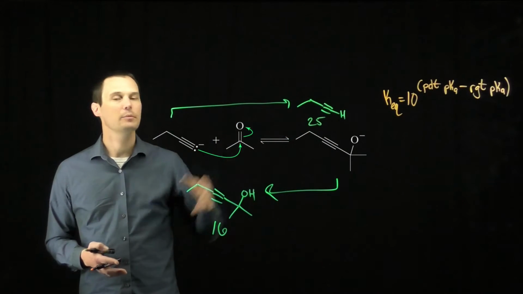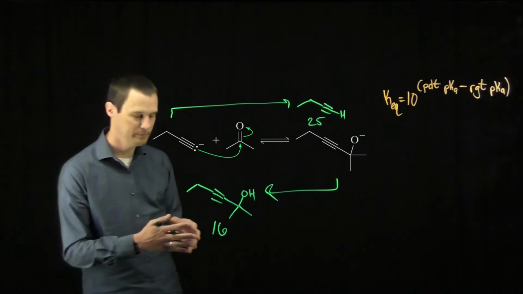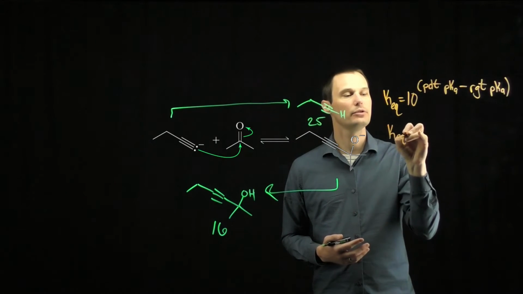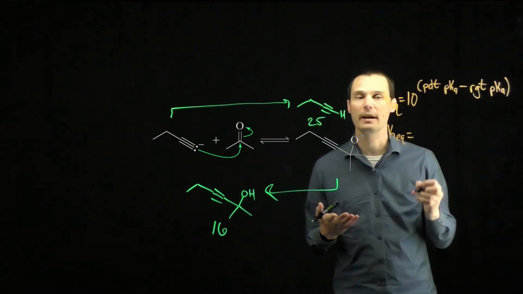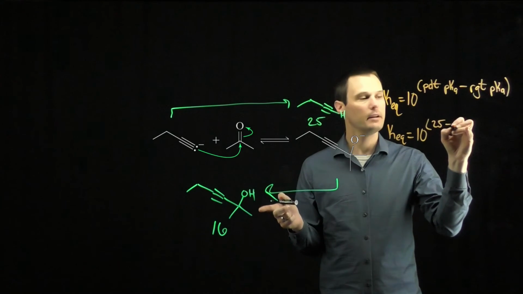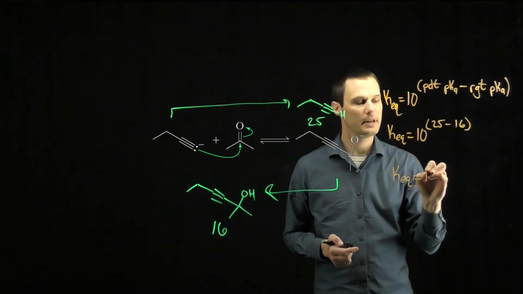Using these pKa's, we can plug them into the KEQ equation to approximate a KEQ for this reaction. Our KEQ equation is 10 to the product pKa minus the reagent pKa. So that would be 10 to the 25 minus 16. So an approximate KEQ for this reaction would be 10 to the 9th.